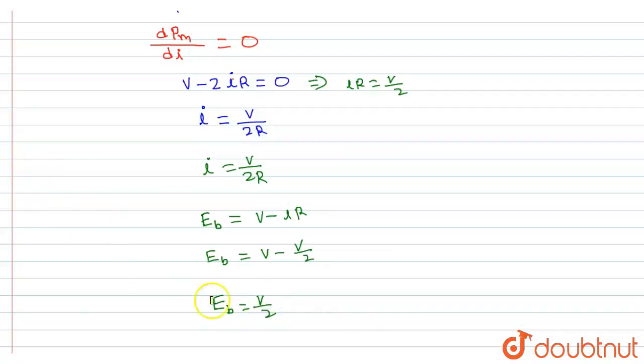So the back EMF at maximum power is V by 2, but according to the question we have to find the current at maximum power. So this is equal to V by 2R. This is the required answer for this question.